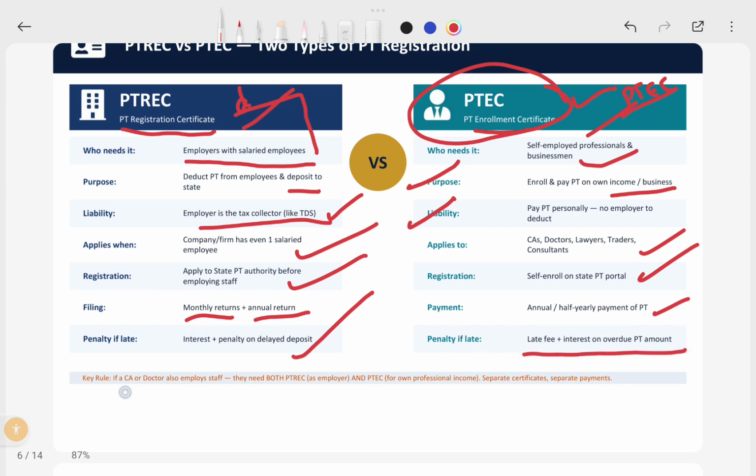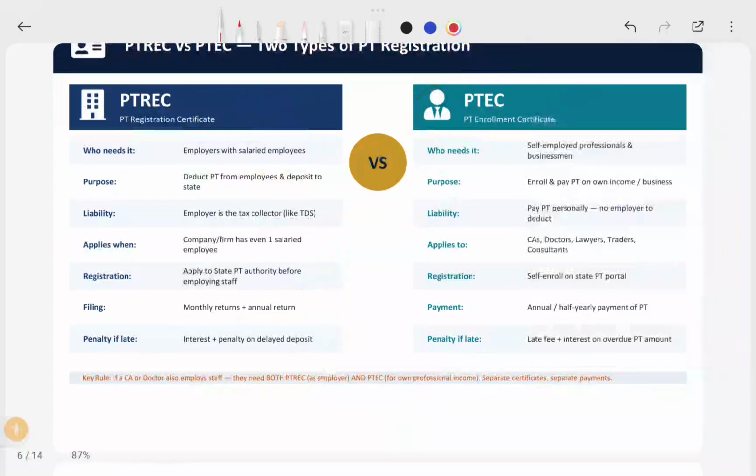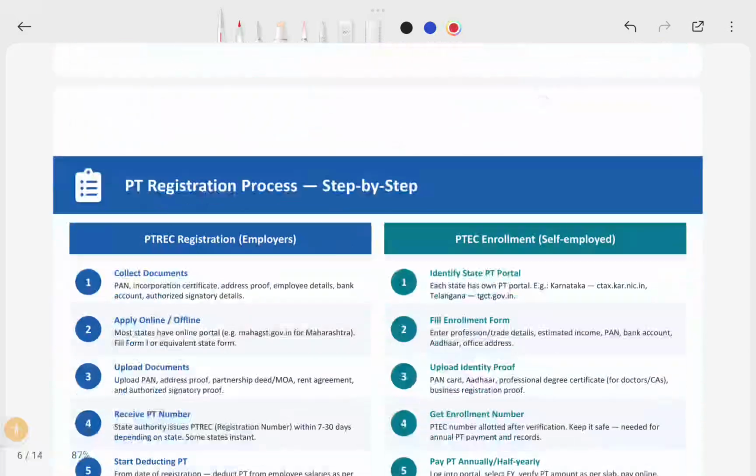See, if you are a CA or doctor who also employs staff, then you need to take both registrations. As an employer, you need to take the registration certificate, and for your professional income, you need to take the enrollment certificate. So separate certificates, separate payments have to be made. So this is the criteria of the registrations.